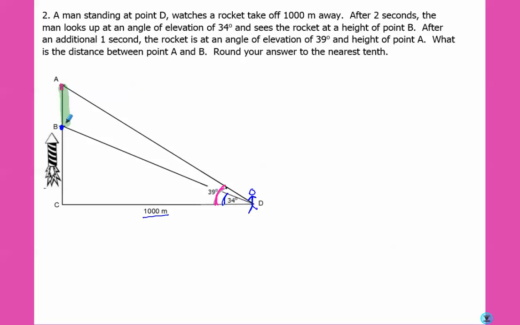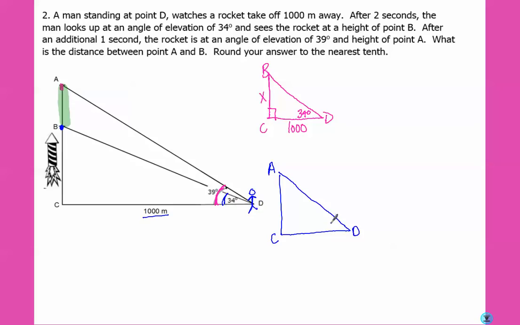So ultimately, we want to know this. But before we can know that, we need to know how far it is from C to B and C to A. So I'm going to draw this as two separate triangles because I think that makes it a little bit easier. C, B, D. So when it's at point B, it has an angle of 34 degrees, and it's still 1,000 meters away. And we want to know how much this is. The second time he looks up, from C to A with D, it's an angle of 39 degrees. He's still 1,000 meters away, and we want to know this height.